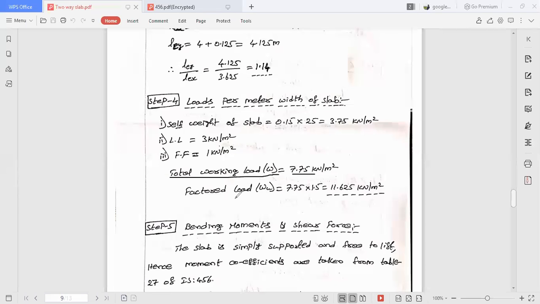And factored load, always we have to design for factored loads, right? Not for working loads. So how to find factored load? Working load multiplied by factor of safety, which is 1.5. And we got 11.625 as the final factored load. Now next step is calculation of bending moment and shear forces.